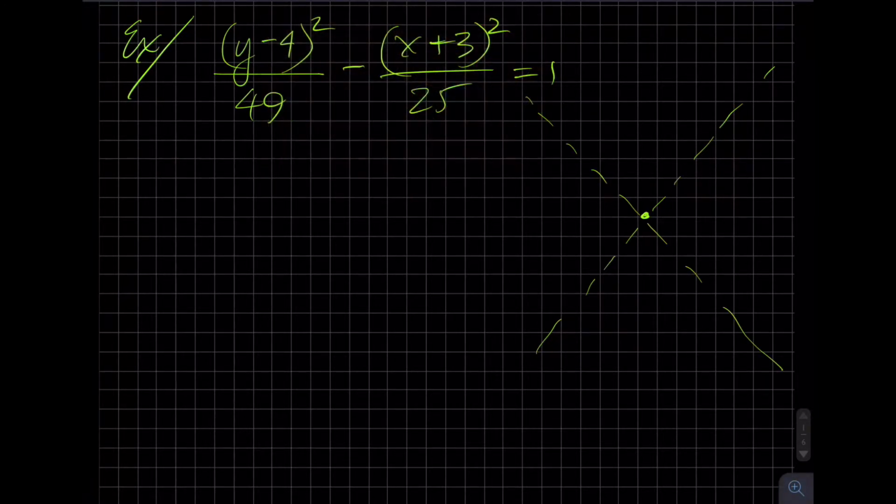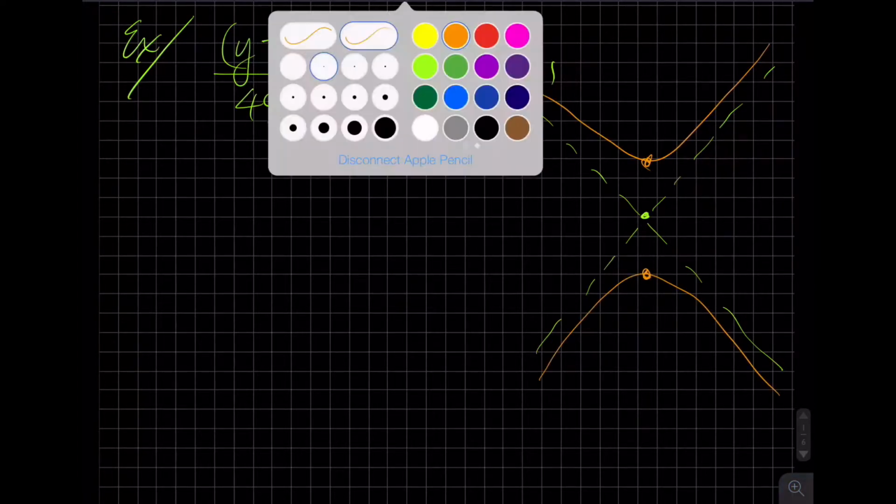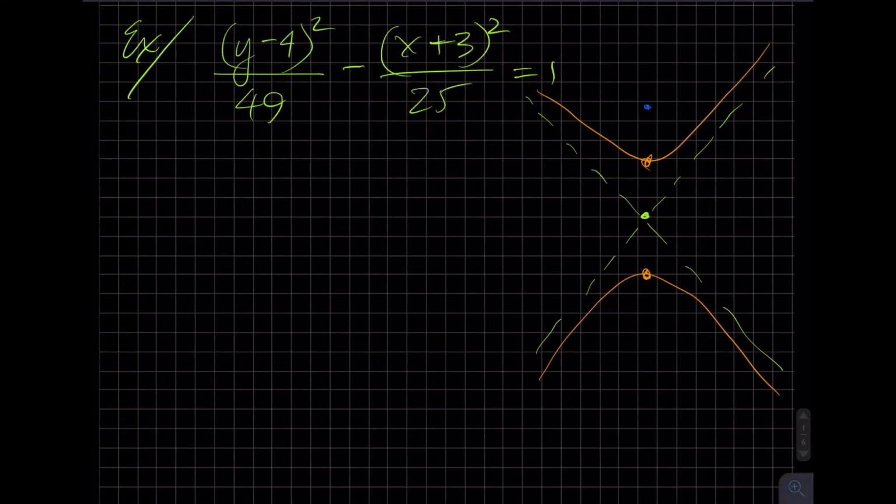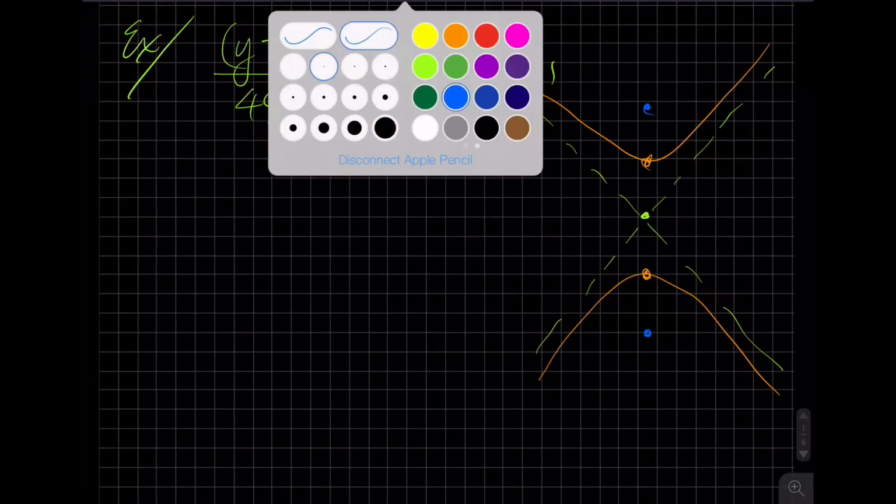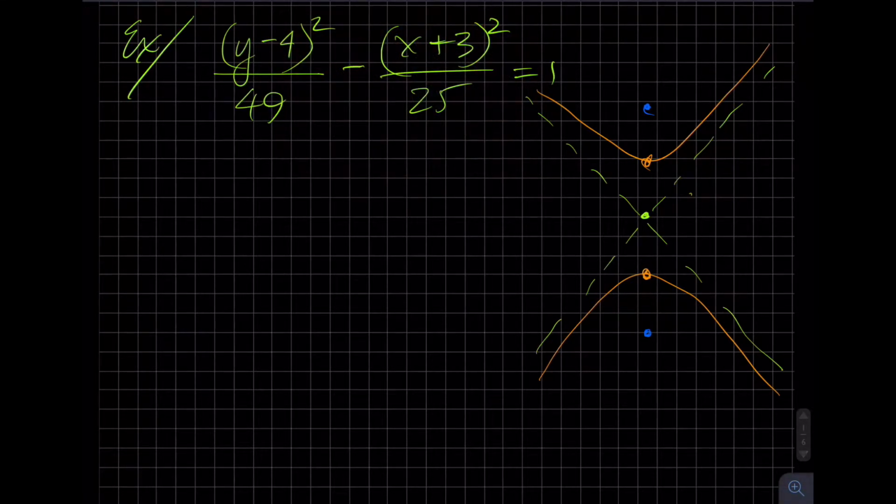I'm going to have the hyperbola itself with some vertices. And then I'm going to have some focus points, or plural foci. And now we can do some work. So what's my h and my k? My h is -3. My k is 4.